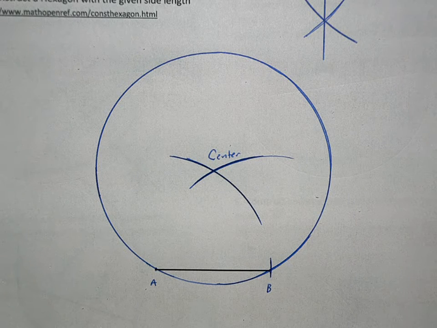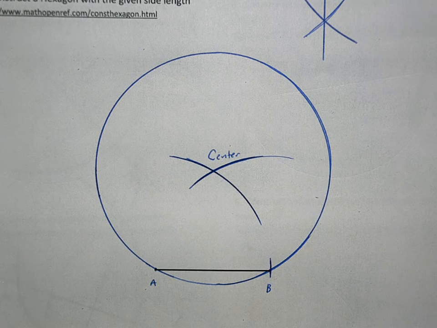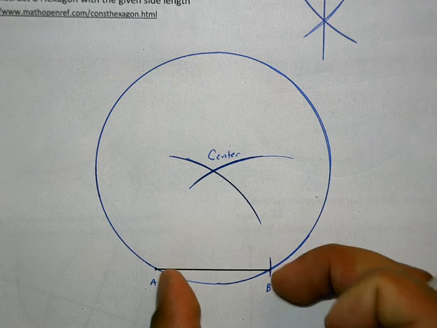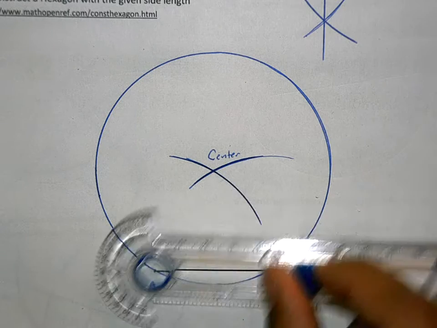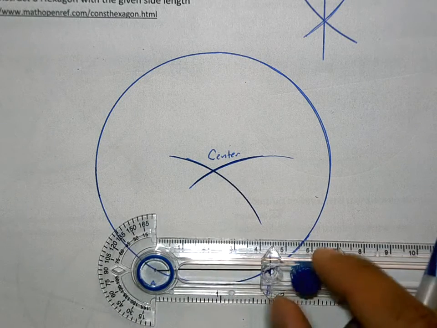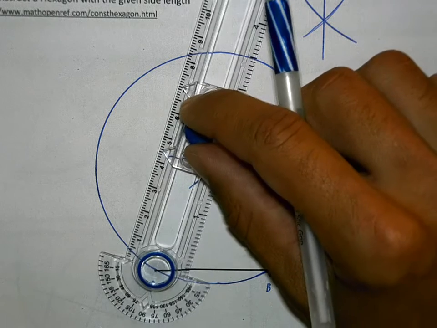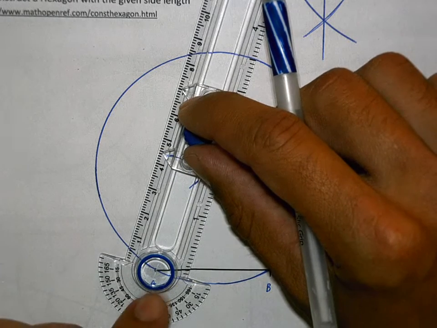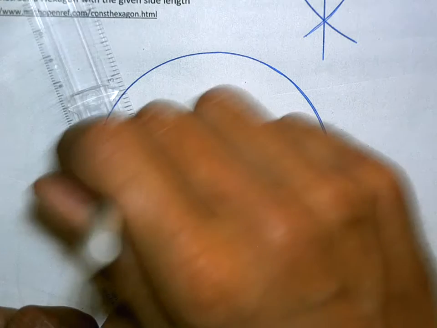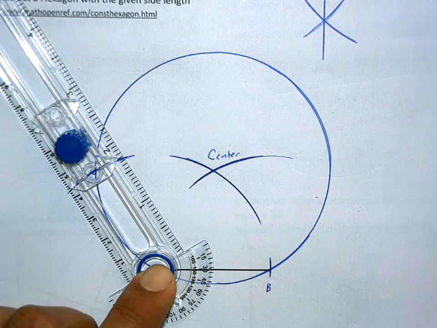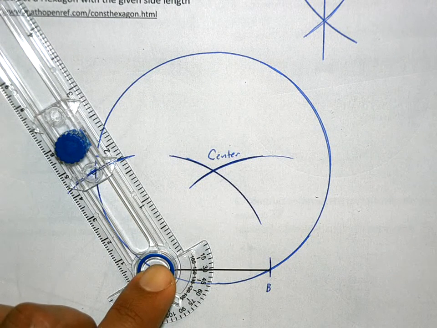Here we go. All we have to do now is take AB's distance, and I'm going to put the bullseye on A and find how far that is over to the side. Make a mark. From A to the left side. That's your first mark. That's 1 corner.